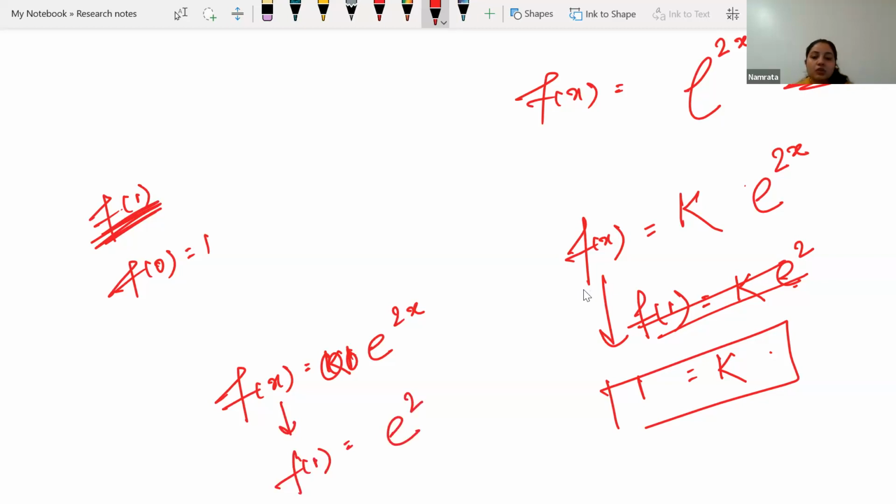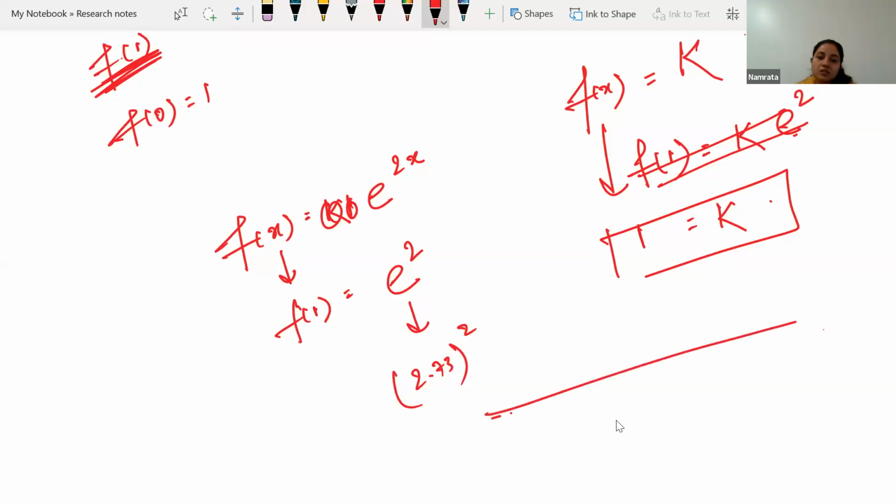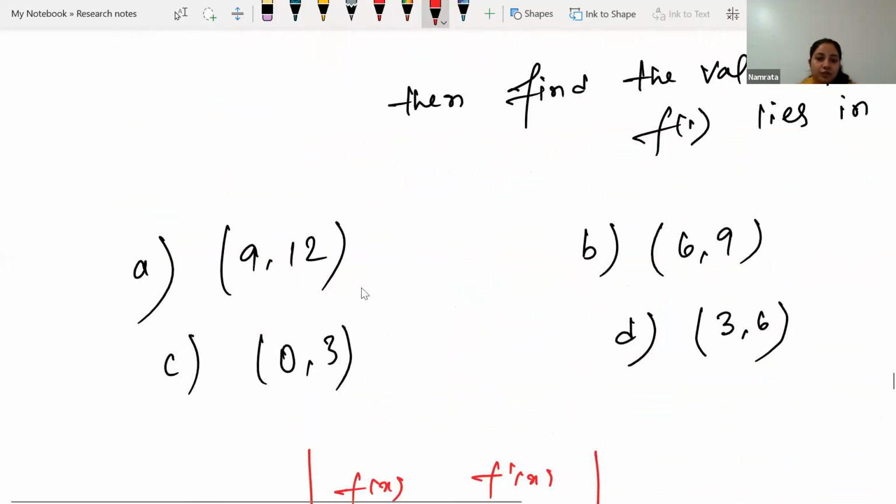Now the value of e is 2.73, something like that. If we square that, we can see the result will be lying in between, because it's a decimal number. 2 squared is 4. Square of 3 is 9. So 2 point something squared will be lying in between 4 and 9. Let's see which option is there on 4 and 9. Okay, 6 and 9 is there. So obviously this will be the correct option.